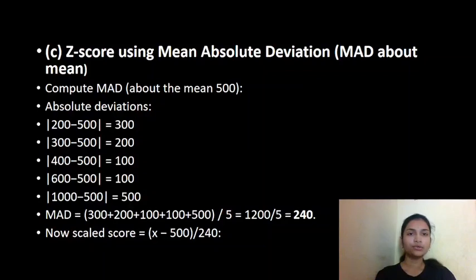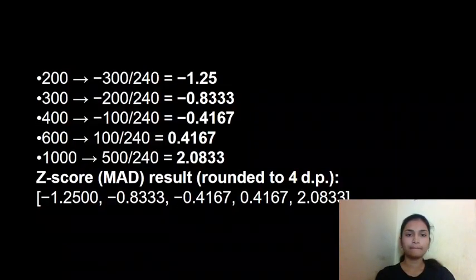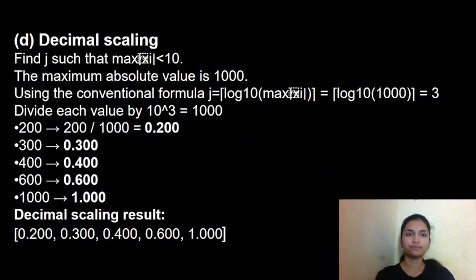Now z-score using mean absolute deviation. Here firstly we will compute MAD, that is mean absolute deviation. We have calculated absolute deviations for every value. Now we will calculate MAD, that is 240. Now the scaled score is, here we are calculating the values. So the answer is in this list.